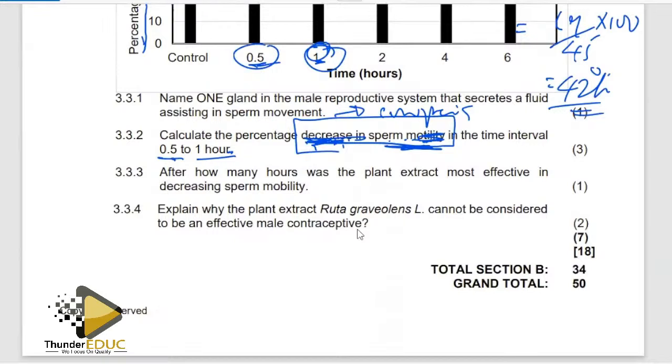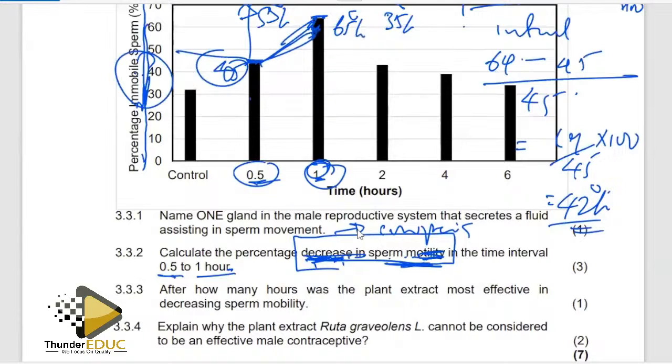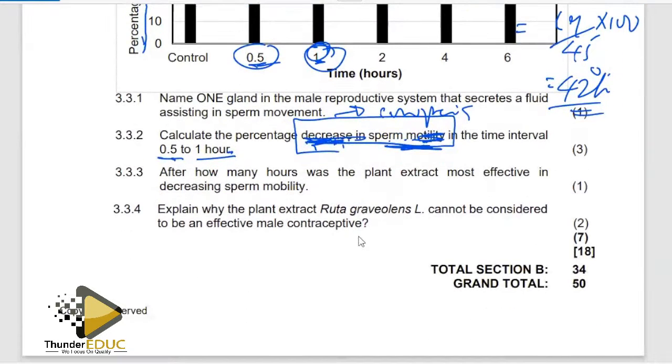After how many hours was the plant extract most effective in decreasing the sperm mobility? After how many hours was it most effective? After 1 hour, because here is the most effective. After that, the sperms started to be more mobile. You see, more active. So it means that here is 1 hour.